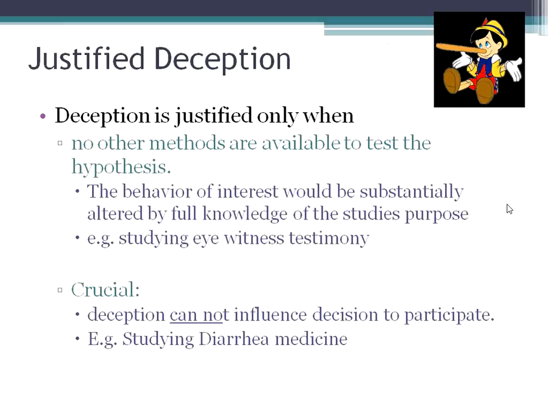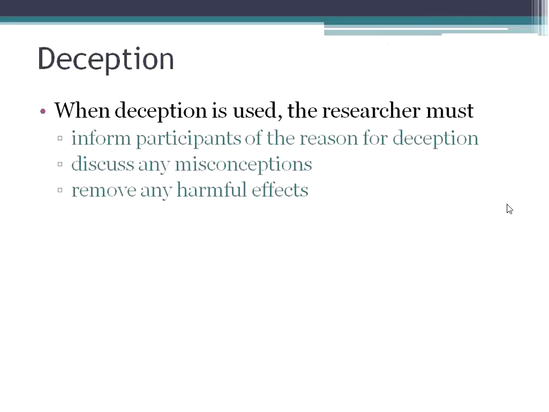If it's just more information about the study that wouldn't influence the decision either way, but would influence largely the outcome of the study, then deception can be justified. Now, when we use deception, we have to inform the participants of the reason for the deception and discuss misconceptions and remove harmful effects. We call this debriefing.